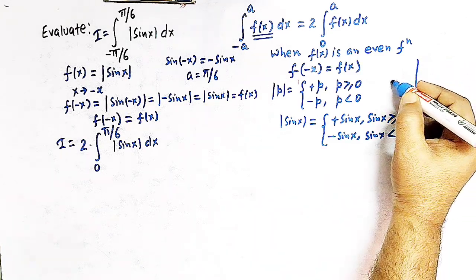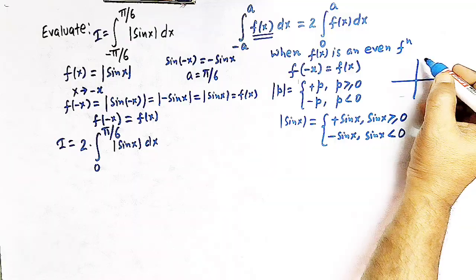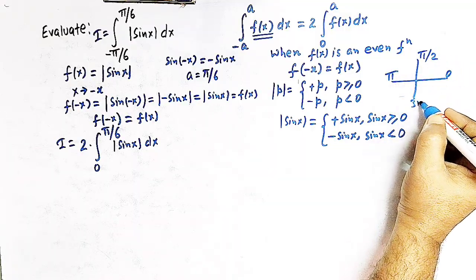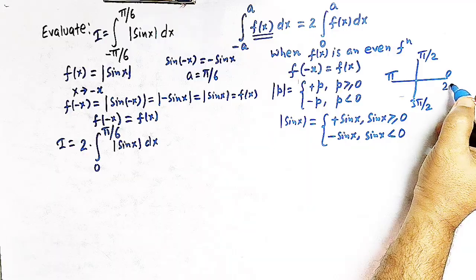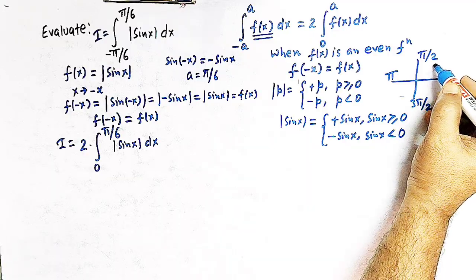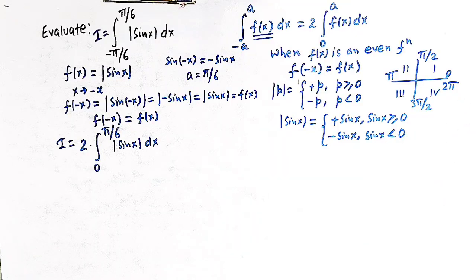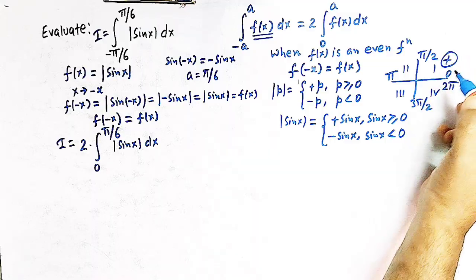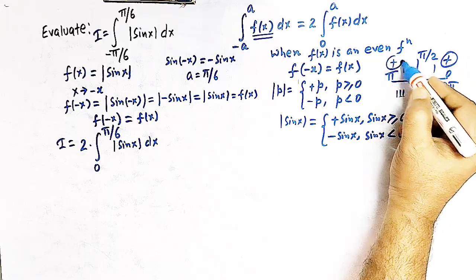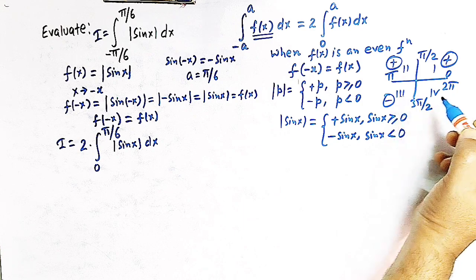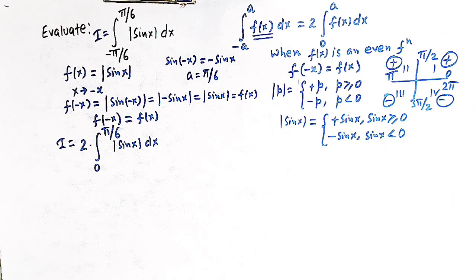So here we have the four quadrants. This is 0, pi by 2, pi. Here we have 3 pi by 2, and here we have 2 pi. So here we have the first quadrant, second, third, and fourth, right? And we know that the sine function is positive in the first quadrant and in the second quadrant, and it is negative in the third quadrant and fourth quadrant.